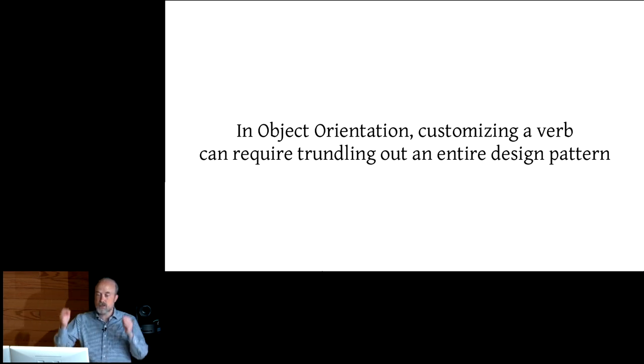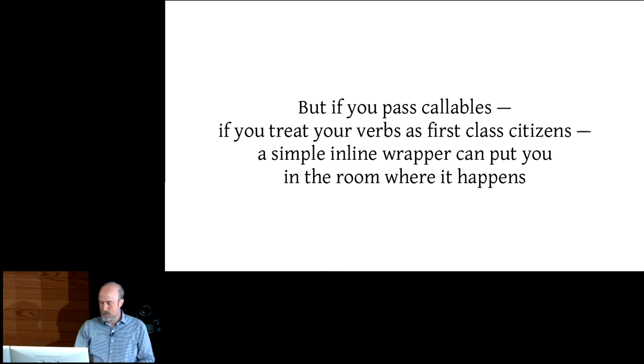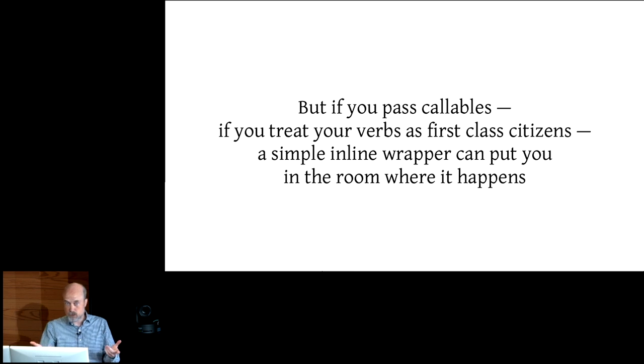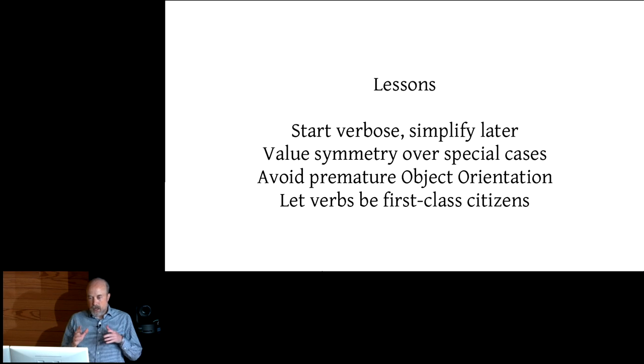In object orientation, customizing a verb, one little verb, can require trundling out an entire design pattern to wrap the object. But if you pass callables, if you treat your verbs as first-class citizens, which is one of the strengths of Python, a simple inline wrapper can put you in the room where it happens. I've learned over the years in my designs to start verbose, and don't be afraid of that, and to simplify and collapse things down later. I have come, despite myself, to value symmetry over special cases, to avoid premature object orientation, and to let verbs be first-class citizens, attaching them to nouns only if there's a compelling reason, like dynamic dispatch.